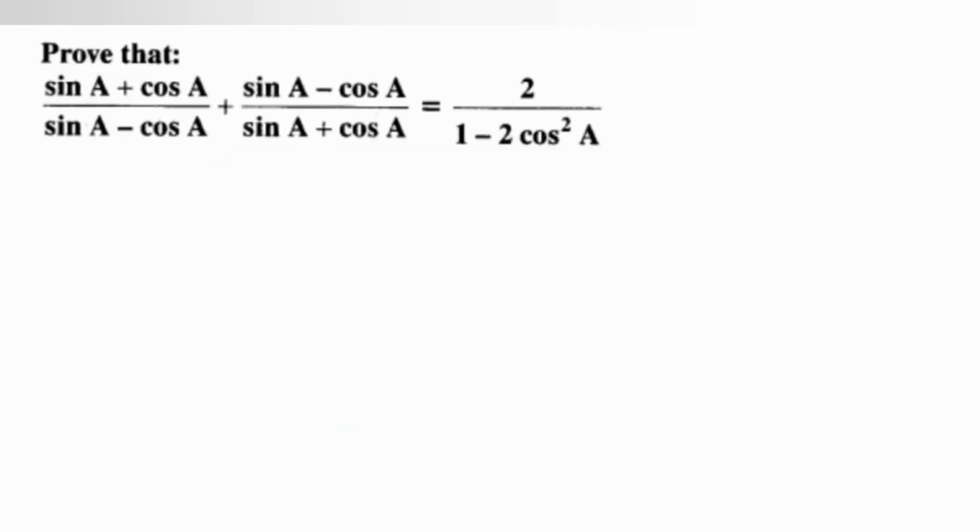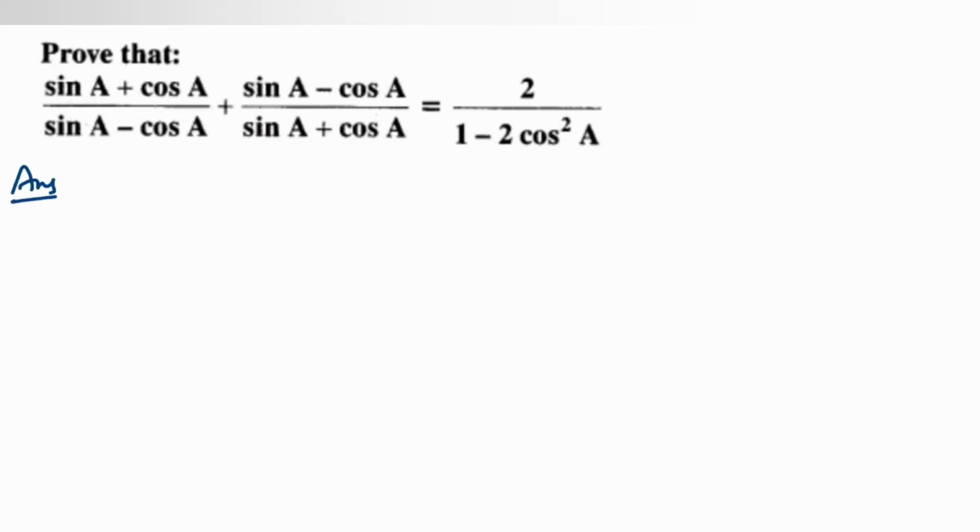Now this question is much easier, though it looked quite lengthy. So the question is, prove that sin A plus cos A upon sin A minus cos A plus sin A minus cos A upon sin A plus cos A is equal to 2 upon 1 minus 2 cos square A. So we're going to take the left hand side, that is LHS, and we're going to show that it is equal to RHS. Let's start doing this.